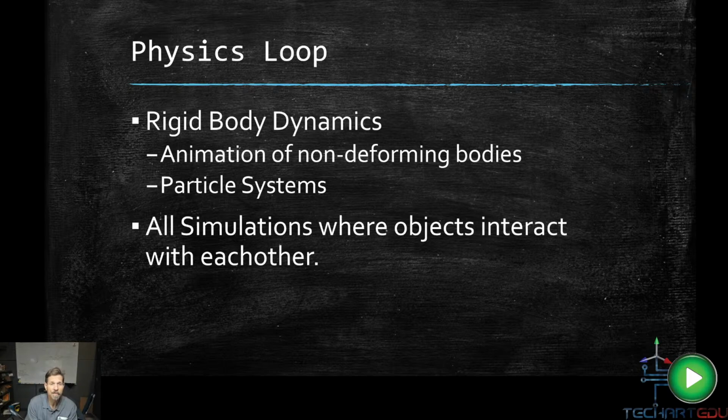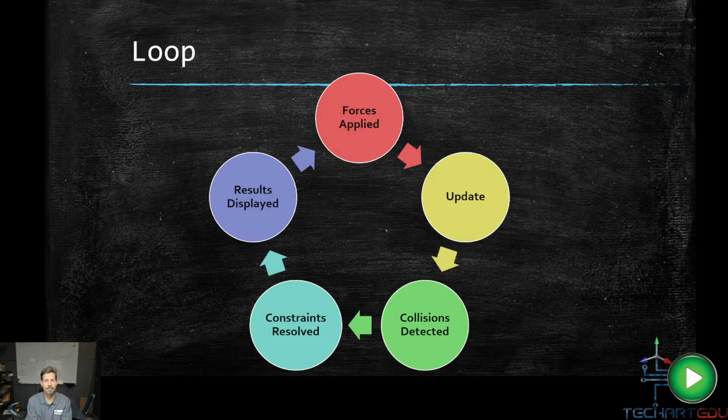But here, let's take a look at what this physics loop actually looks like. Now this goes round and round in circles, and it keeps going on all day long. But this is the behavior that we're talking about here. The very first thing that happens is that the forces are applied. Remember what a force is? If you're going to smack a ball with a baseball bat, that is a force. So you're going to apply that force.